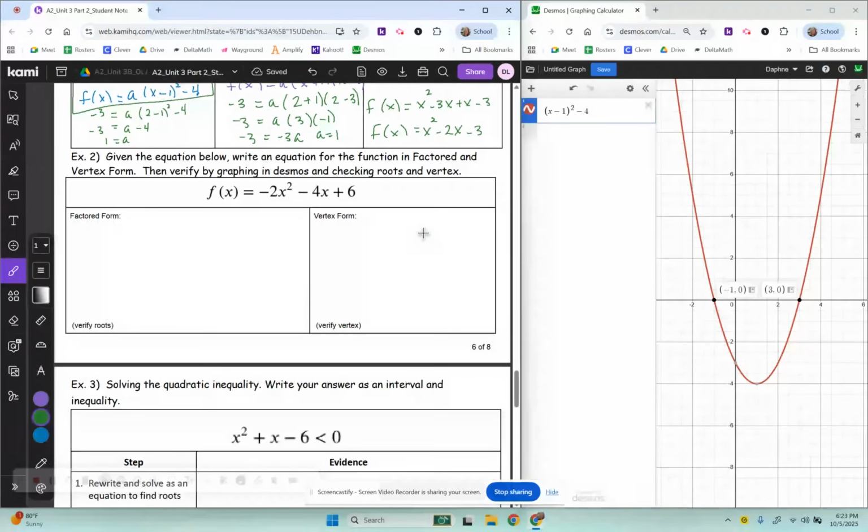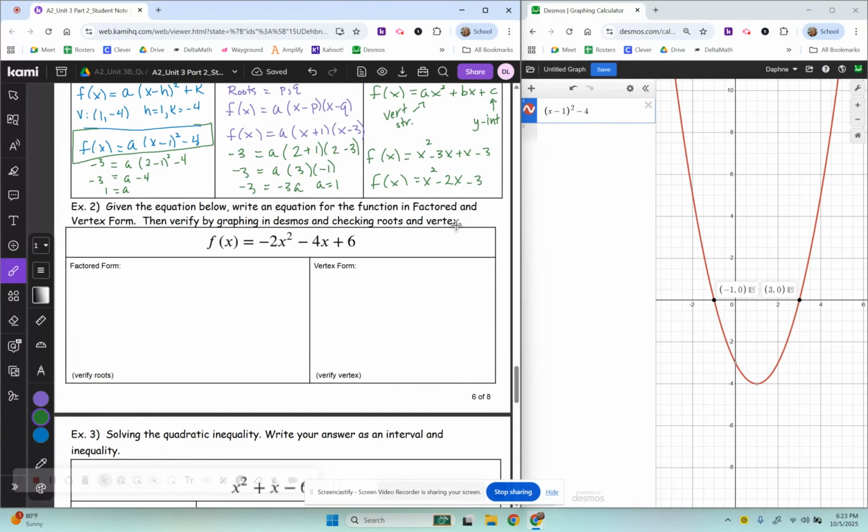Let's go on to example 2. Now we're given the equation in standard form. They want you to write it in factored form and verify the roots, and then the vertex form and verify the vertex. So we are going to verify using Desmos, okay? So first, let's start with the factored form.